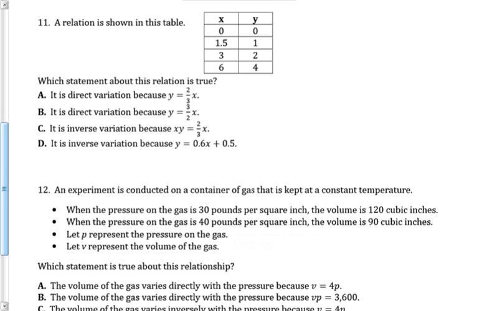Number 11, we've got a table of values here, x and y. It wants us to determine whether this is a direct or an inverse variation, and then pick the correct equation. So we're going to look at our values here. You notice that our x values are increasing.